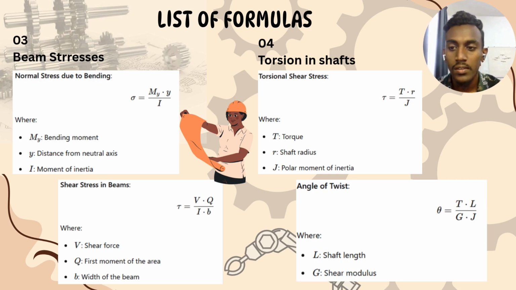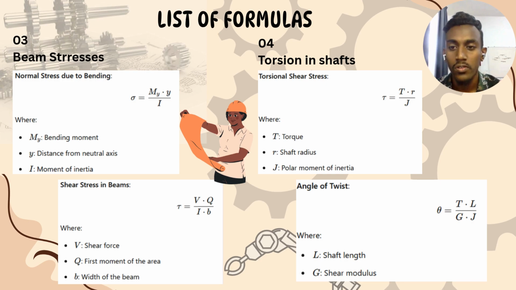The third formula we use is beam stress. Normally we use the normal stress due to bending, where M is the bending moment, y is the distance from the neutral axis, and I is the moment of inertia. For the shear in the beam, V is the shear force, Q is the first moment of the area, and b is the width of the beam.